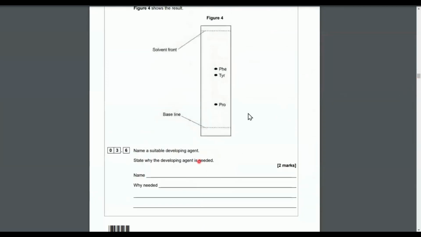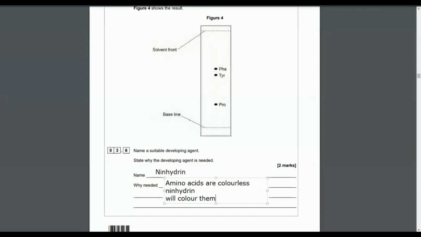Right. So at the end of this, once these different amino acids have separated out, we're going to want to calculate their RF value. And of course, in order to do that, we need to be able to see them. One of the problems is amino acids are colorless. So we cover the plate with a developing agent that will show the position of the different amino acids. And the one we use is ninhydrin. Amino acids are colorless. Ninhydrin will color them purple. So they end up looking purple once you add ninhydrin, and that means we can now go ahead and calculate the RF values. Awesome.